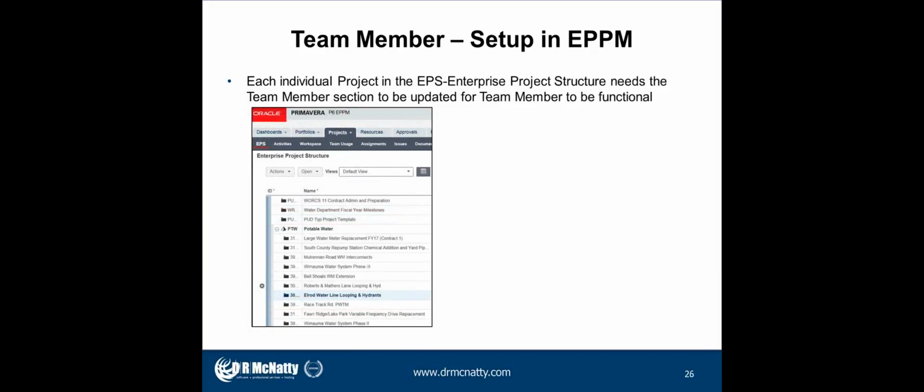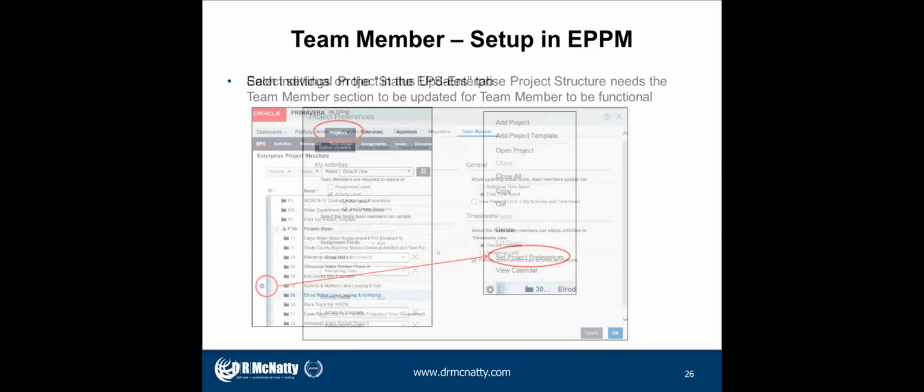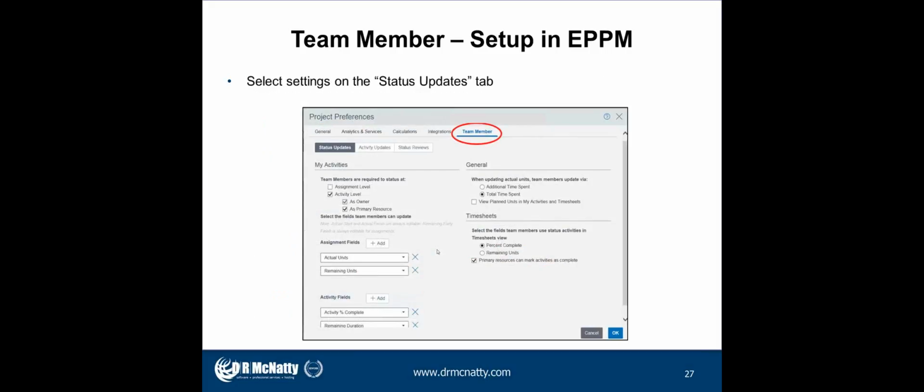Each individual project in the enterprise project structure needs the team member section to be updated for team member to be functional. So what we had to do was, for each project that was going to be associated with a project manager, we came into the projects tab, and there's a little sprocket that comes up for each project, and we had to go to the set project preferences section. And here we had to select how we wanted to set up team member.